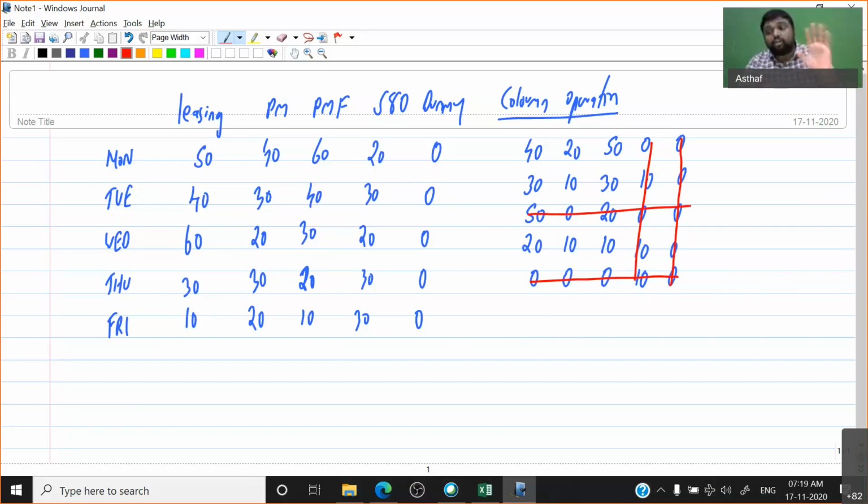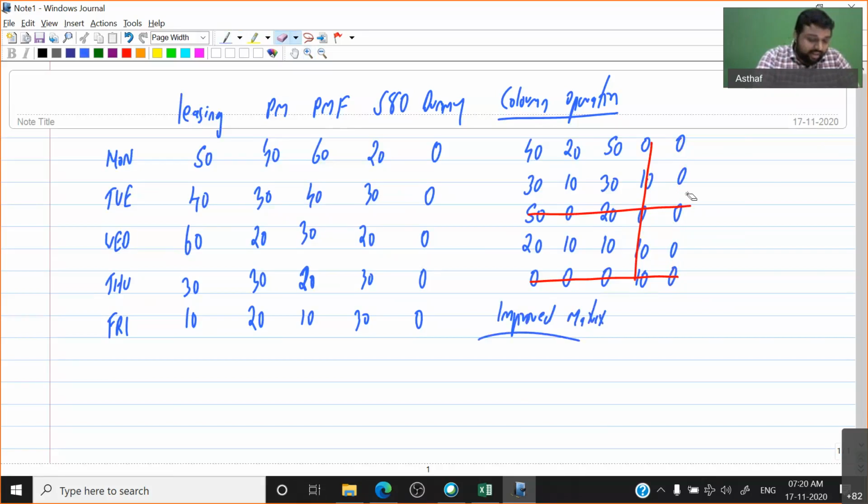See how many rows and columns we have. We have 5 rows and columns. But how many lines are there? Only 4. If optimality is to be reached, your minimum number of lines should be equal to 5. That means here we have 4 only, and here we need 5. Optimality is not reached. We have to go for what? The improved matrix.